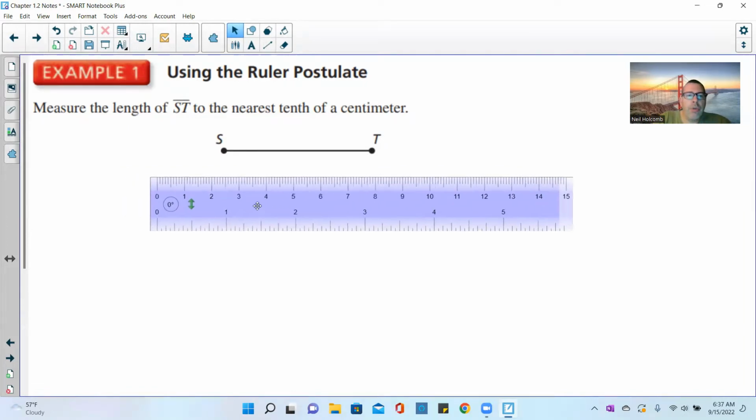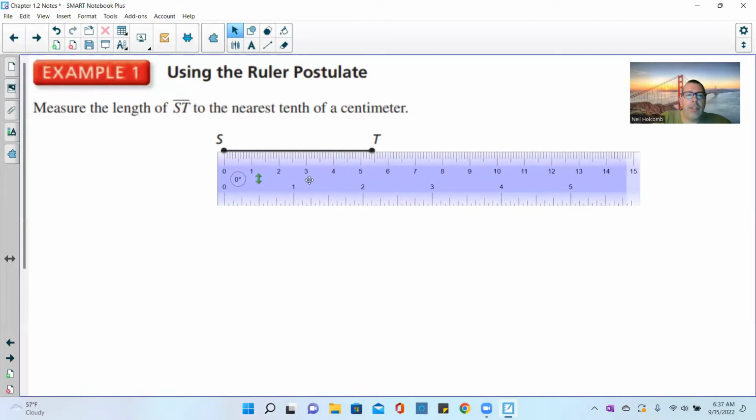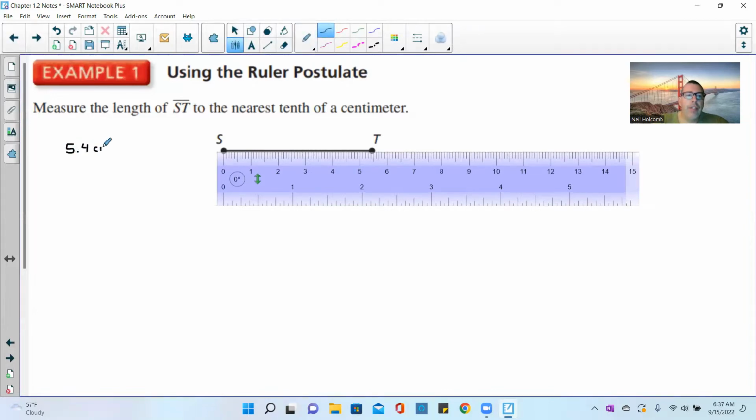What you want to do is move the ruler to one of the endpoints and call it S. So I start at S and put the ruler right on that point. And I measure over: this is 1 centimeter, 2 centimeters, 3 centimeters, 4 centimeters, 5 centimeters, and it looks like about 5.4. So I'm going to call that approximately 5.4 centimeters. Measure to the nearest tenth.